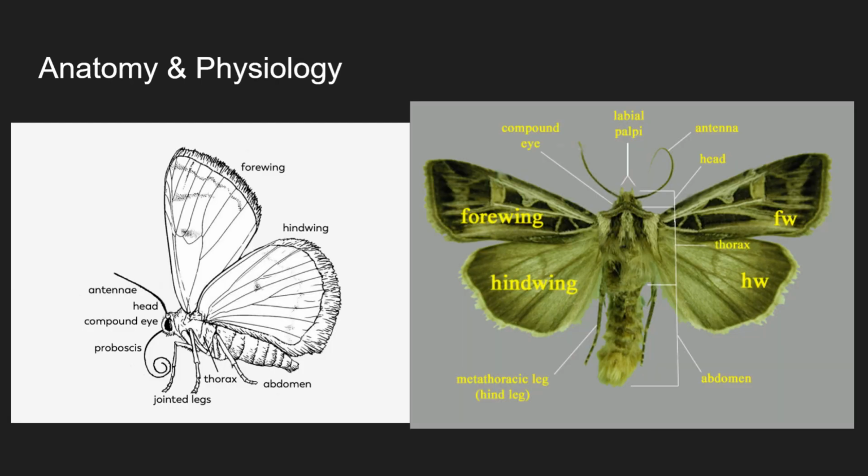So, the anatomy of a moth, you can see they have four wings and high wings. They have compound eyes. Then their proboscis is how they gather nectar from flowers.